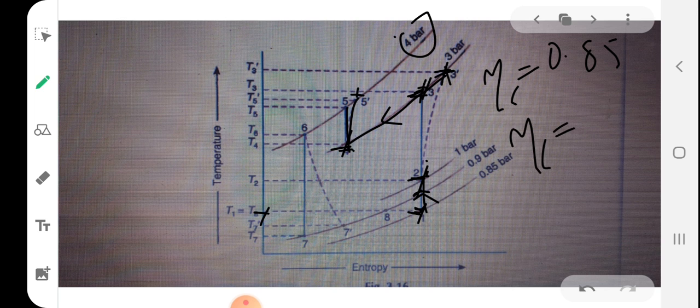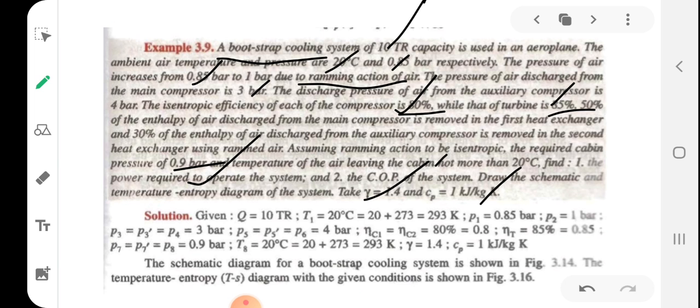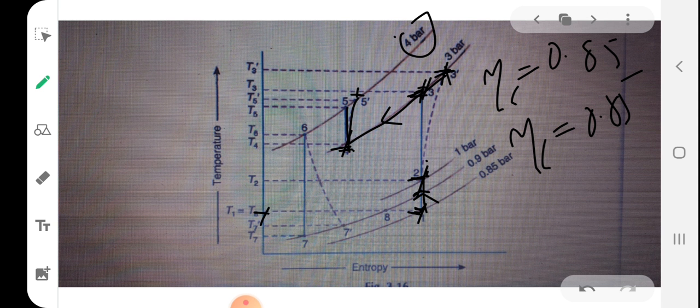Again the efficiency is 0.85 itself for the secondary compressor also. So it is 1, 2, 3 dash, 4, and actually it is 5 dash. After 5 dash to 6, cooling again takes place. So from 5 dash to 6 cooling takes place.